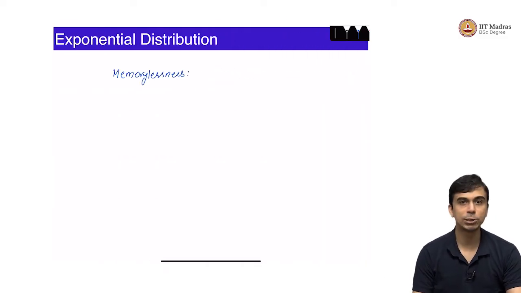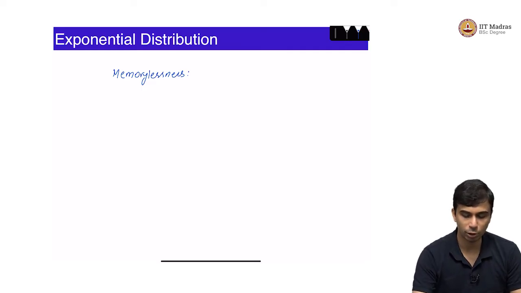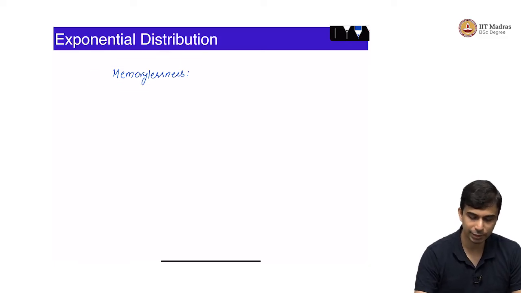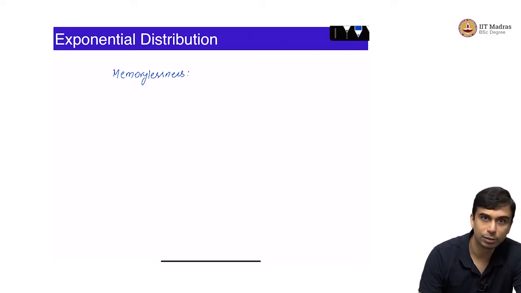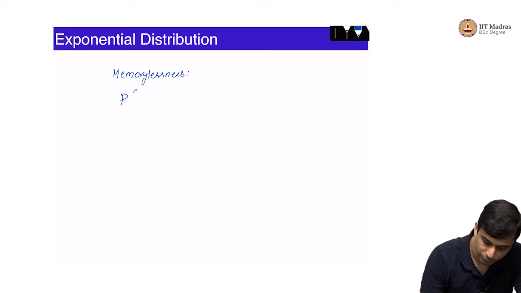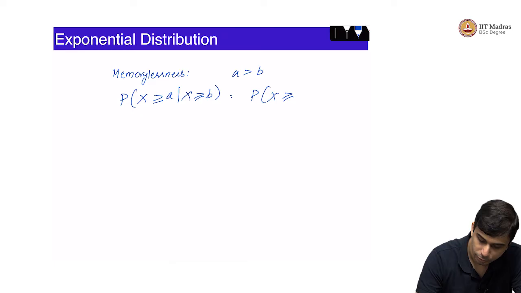So, this exponential distribution has certain nice properties. One of the most important properties is what is called memorylessness. What does that mean? We will just say what the property means and we will show that the exponential satisfies it. This is what the property says: the probability of X greater than or equal to a, given X greater than or equal to b, let us say a is greater than b, is equal to the probability of X greater than or equal to a minus b.